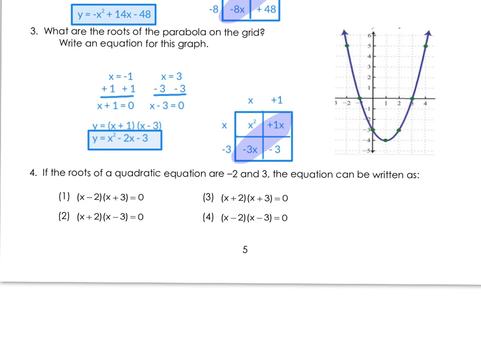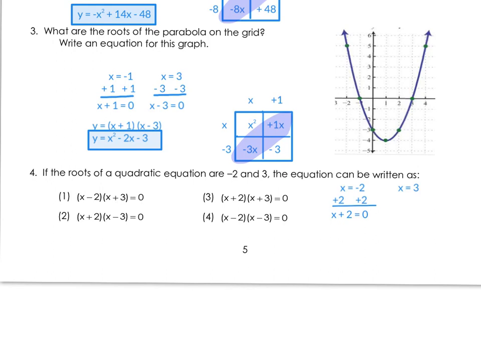For number 4, if the roots of a quadratic equation are negative 2 and 3, the equation can be written as, well, we have a couple options. One would be to look at all these options and solve to find what the x values actually are, but I think the easier way is to do what we were just doing in the previous example, which is to start with what the roots are and work backwards. So now we need these to be equal to 0 instead of x equals negative 2, so I'm going to add 2 to both sides.